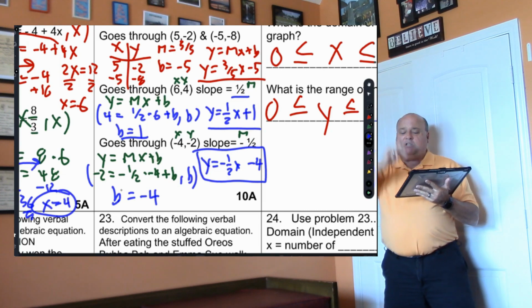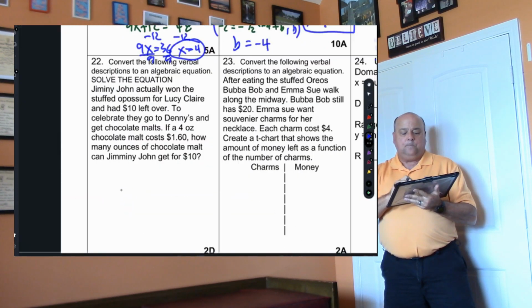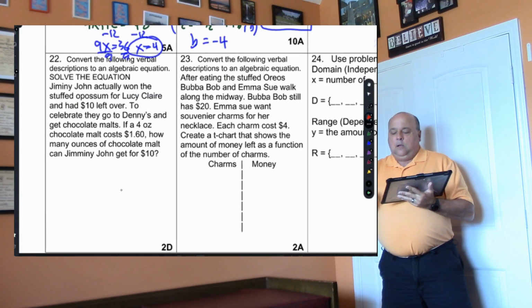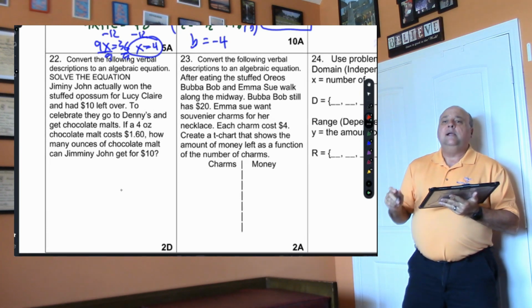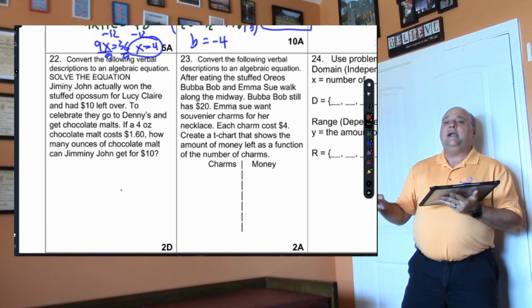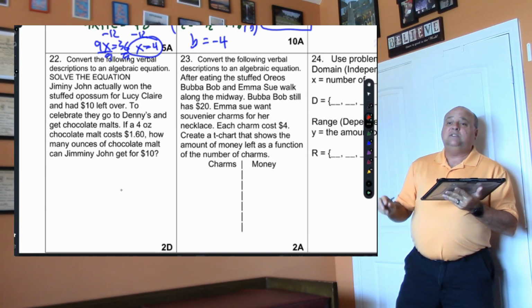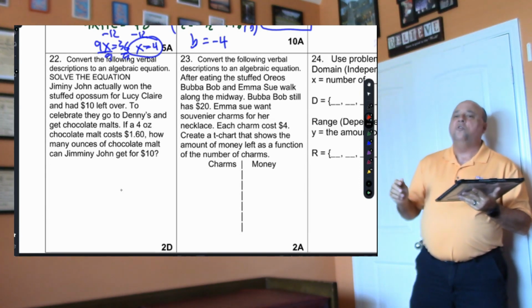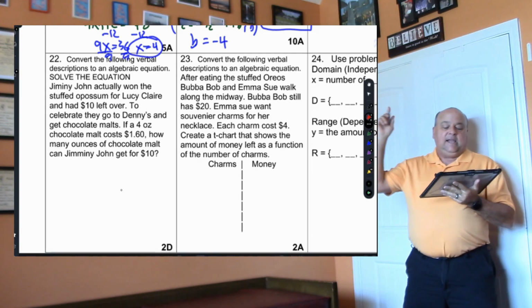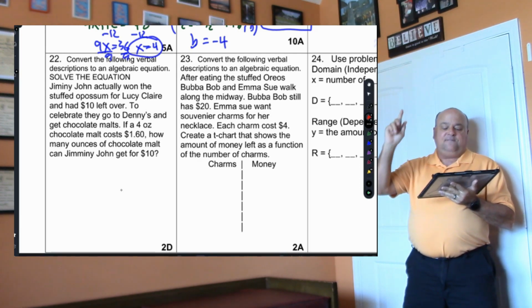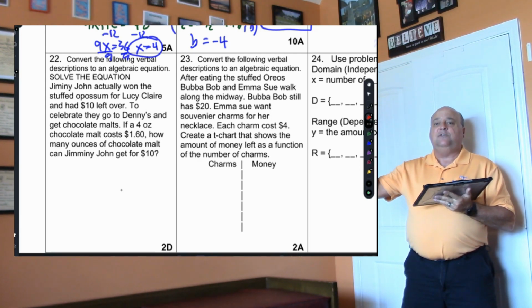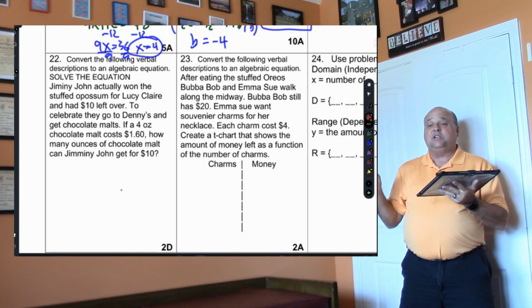We're almost done. So let's go to the next problem. Okay, on 22, this sets up as a direct variation or a proportion problem. Jimmy John wins that stuffed possum at the fair. He has $10 left over, and a 4-ounce malt costs $1.60. They're going to get as much malt as they can for $10.